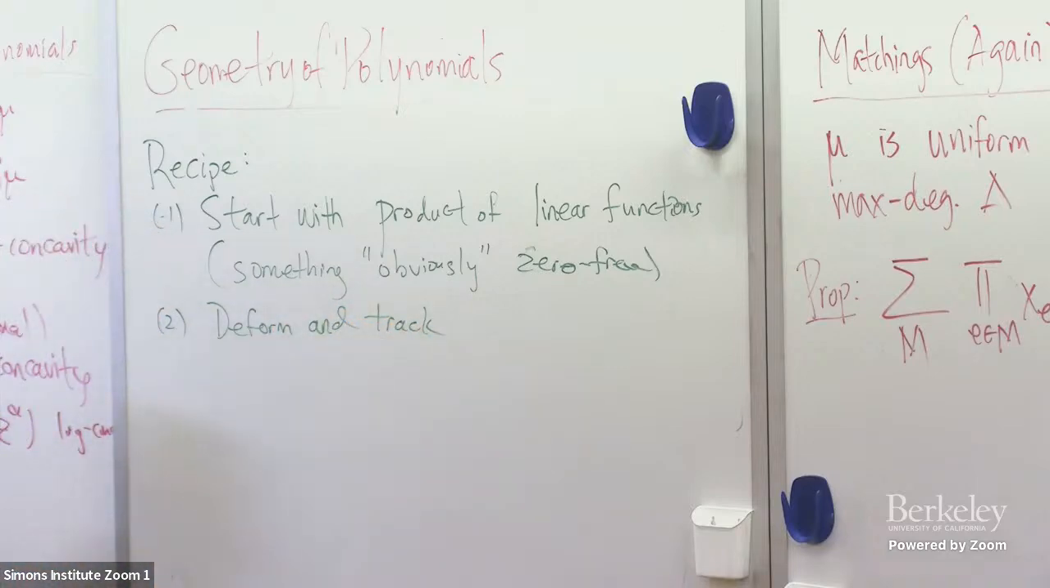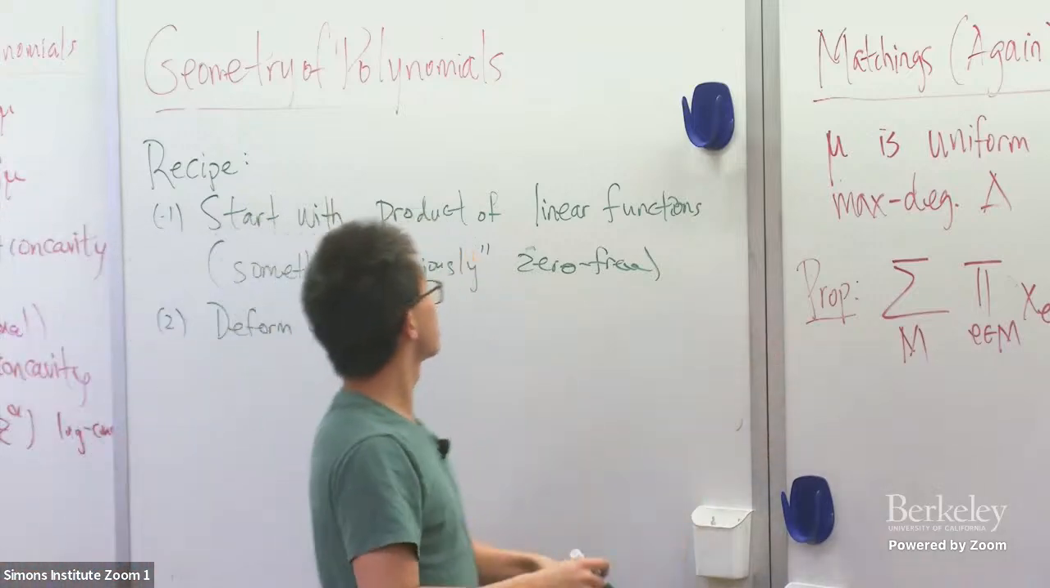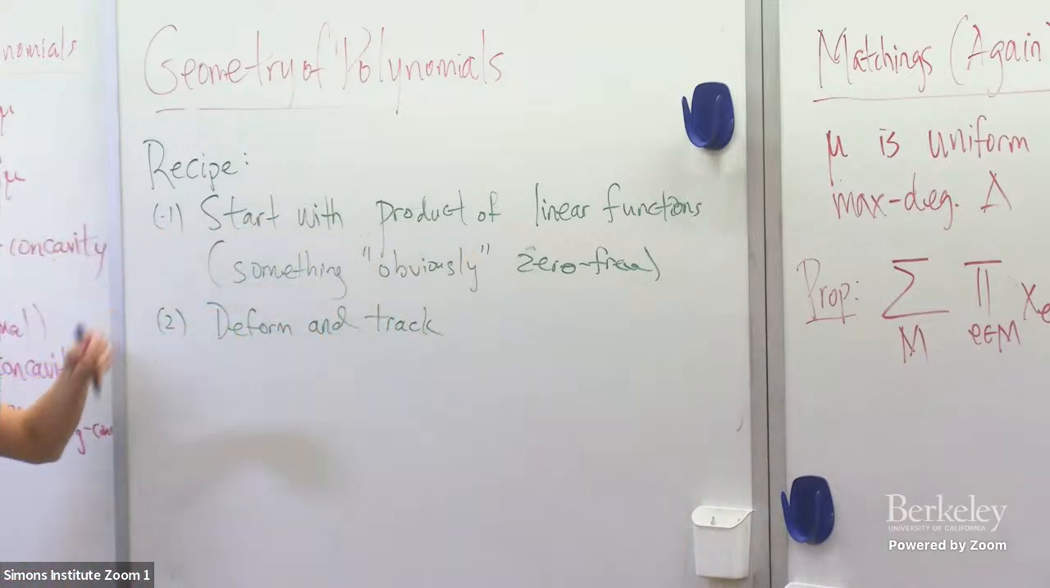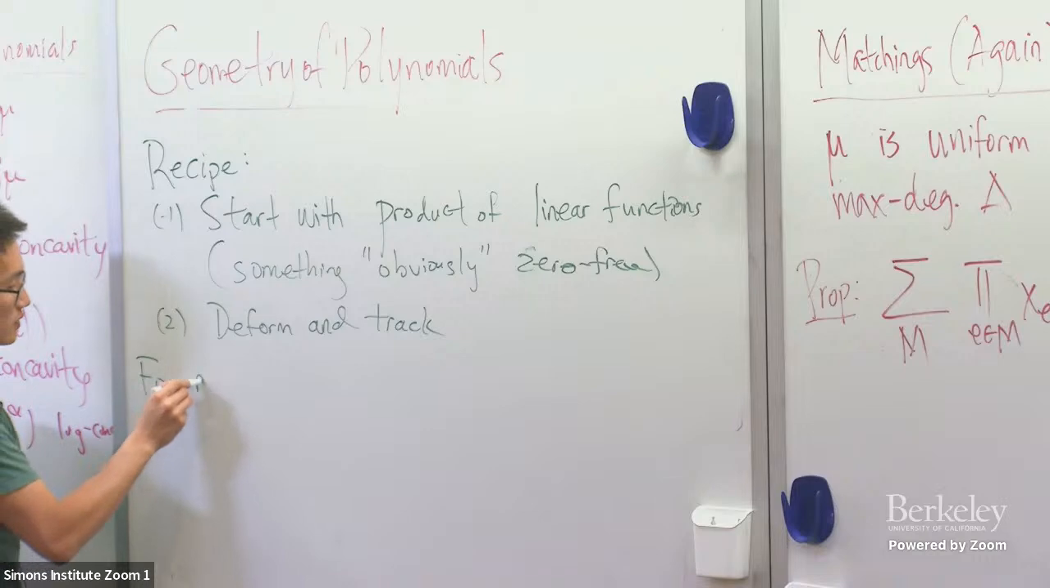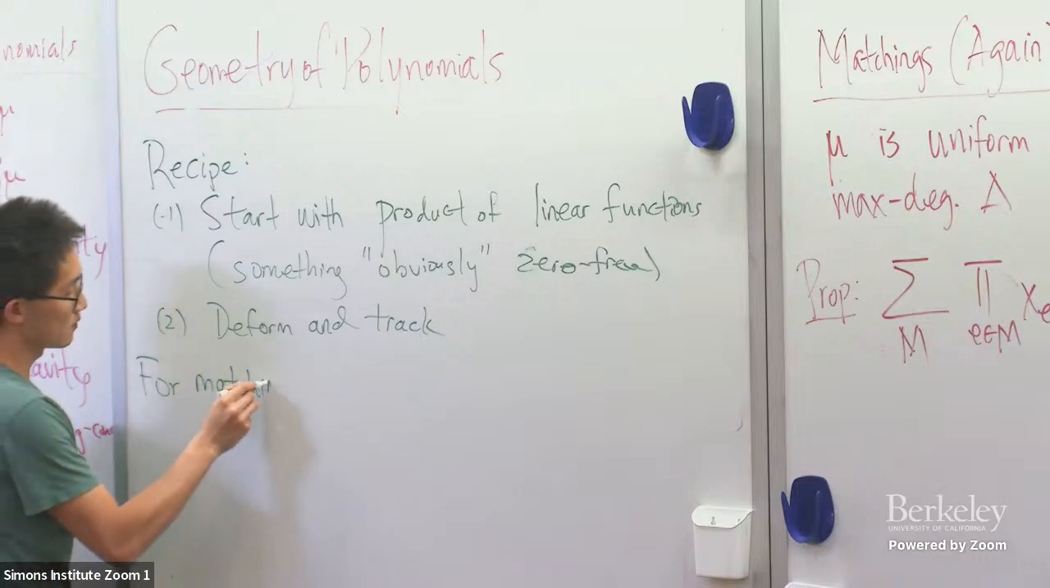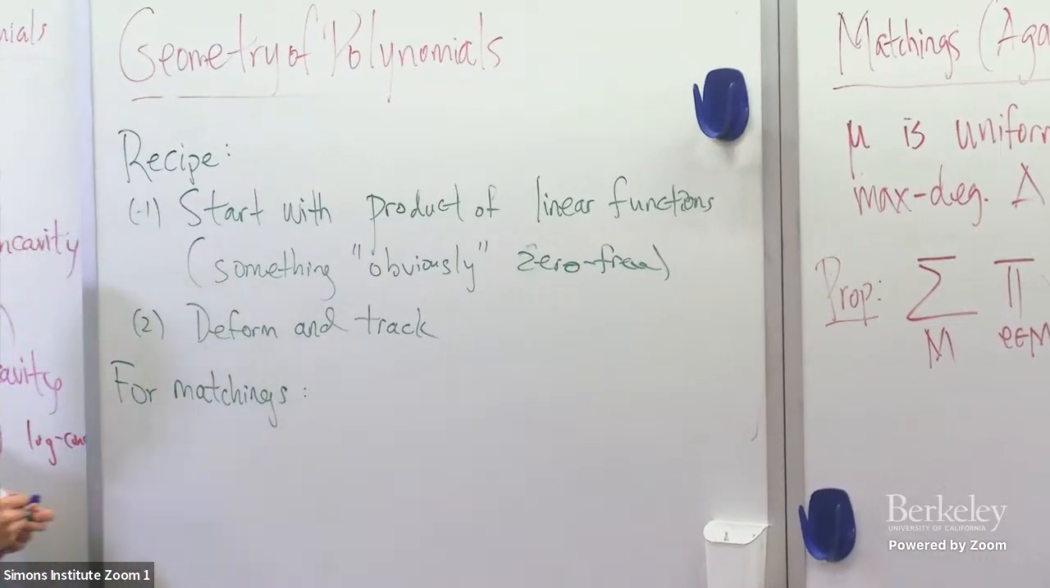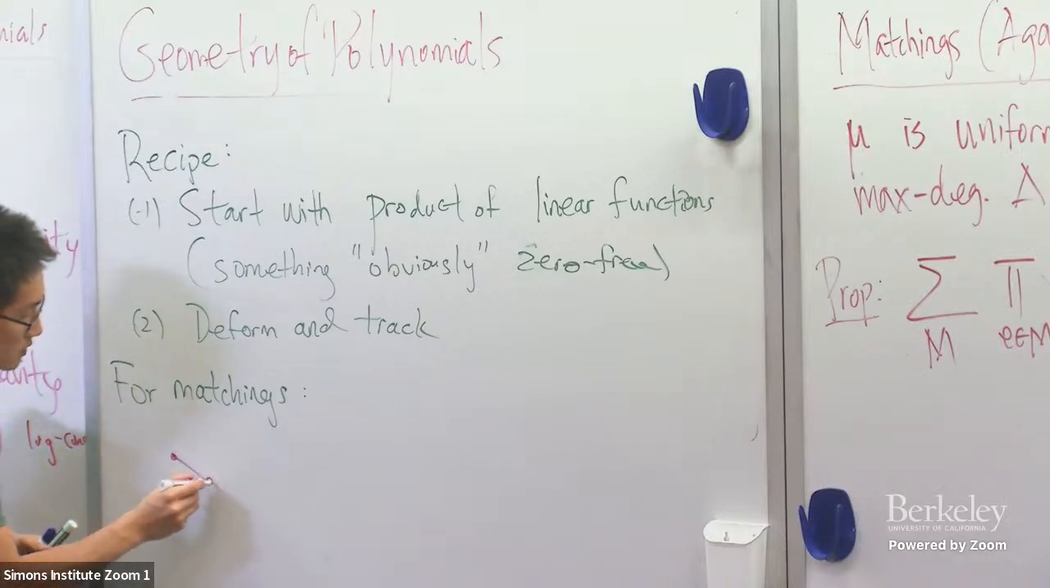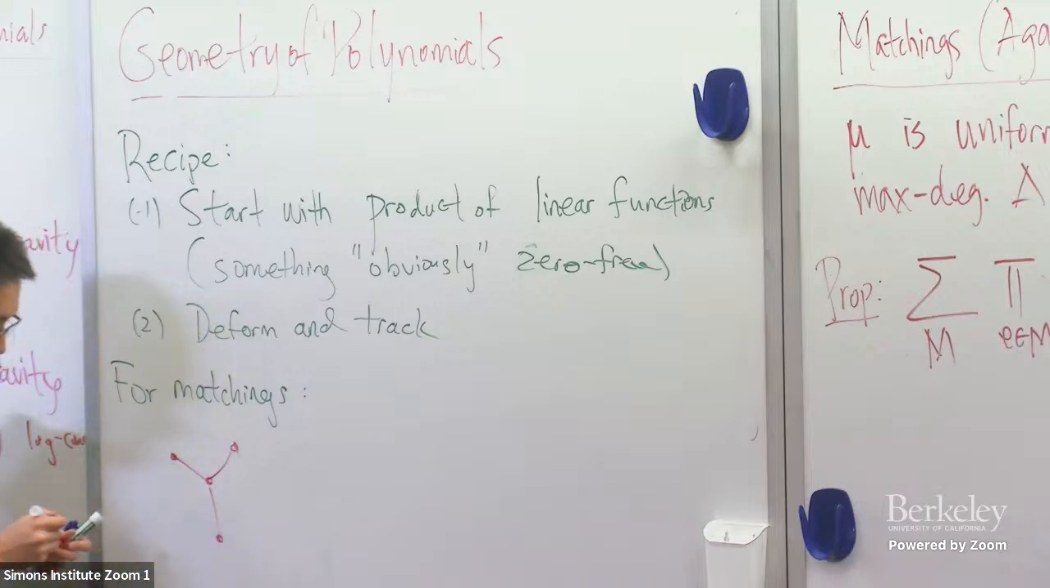Okay. So let me just say first, what is the starting polynomial that I'm going to inherit zero-freeness from? For matchings, I can always think of a matching as follows. Maybe I have a graph that looks like this. I don't know. I want to look at matchings on this graph.